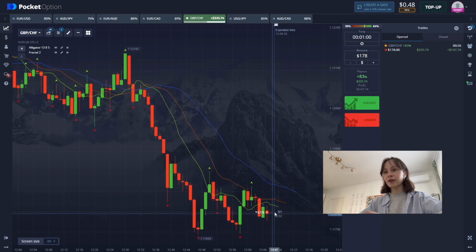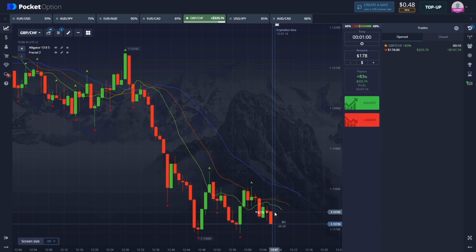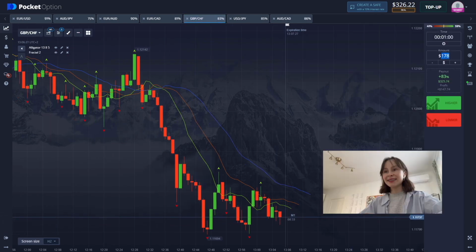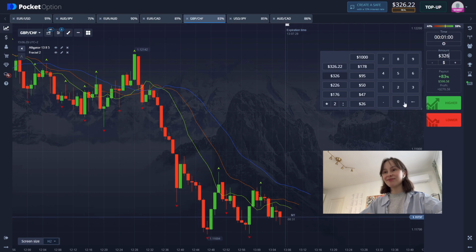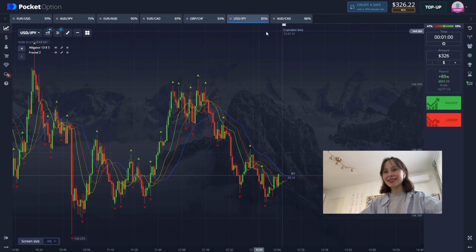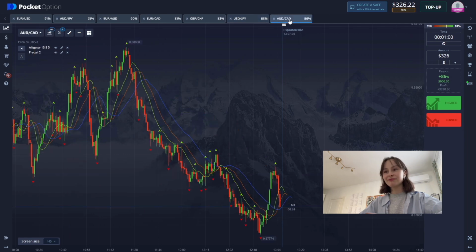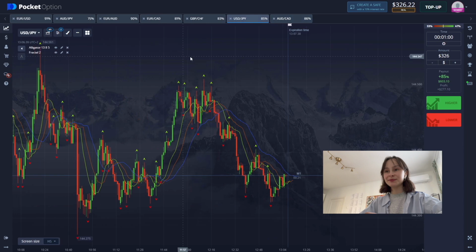Until the end, we have 25 seconds. The movement is quite good right now. Even though it's close to the level of the opening, I think that everything will be just fine. Another positively closed deal, guys. Let's not stop here. Let's keep going. Change the currency pair. Generally continue our session.